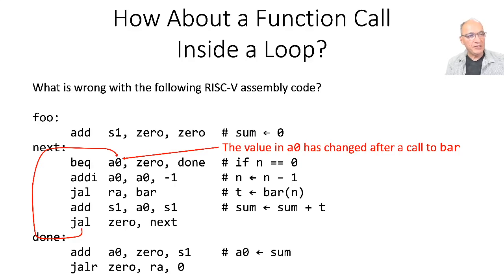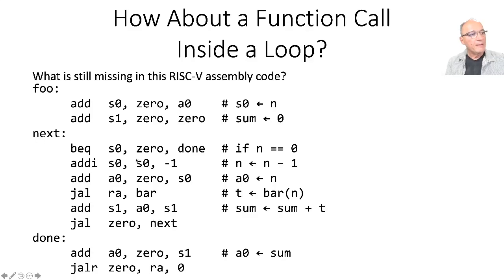So I have a second problem here, and how I solve this problem is by making a copy of a0 into s0 in the beginning, and then using s0 as my n variable. Now when bar returns, a0 contains the value returned by bar, that is my t value, and I can update the sum, and I don't have any problem now with bar changing any of the registers that I want the value for. But as the slide indicates, there is still something missing in this code, because according to the calling conventions, foo itself cannot change the values of s0 and s1 without first saving and then restoring the values at the end.